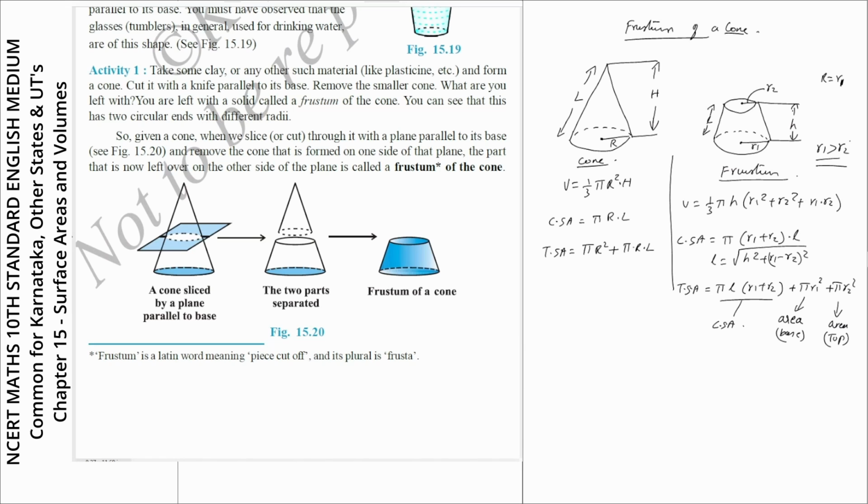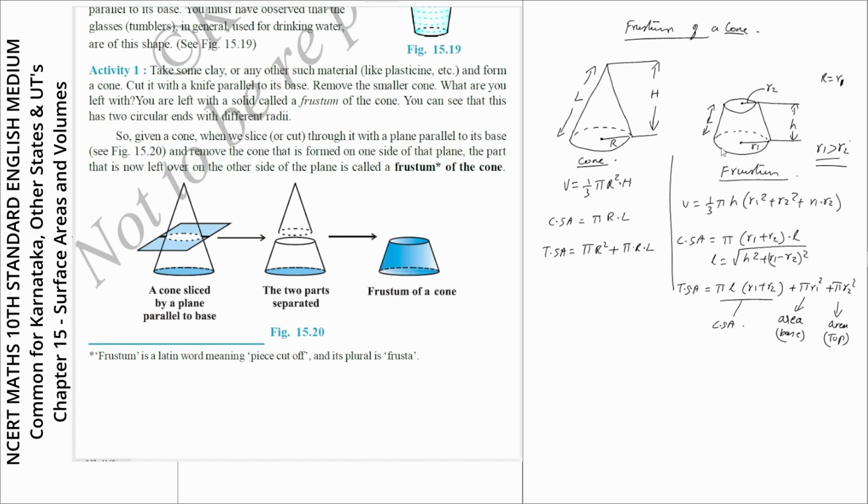In a cone, the volume is given by 1/3 πr²h, where r is the radius of the base of the cone, h is the height, and l is the slant height. The curved surface area is given by πrl, and the total surface area is given by πr² plus πrl. Here πr² is the area of the base of the cone, and πrl is the curved surface area of the cone.